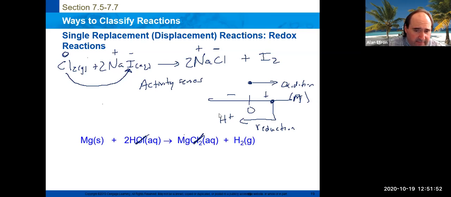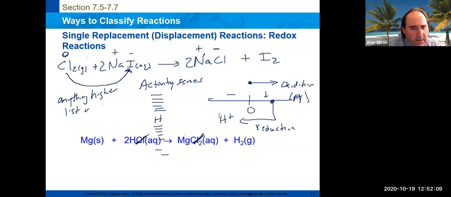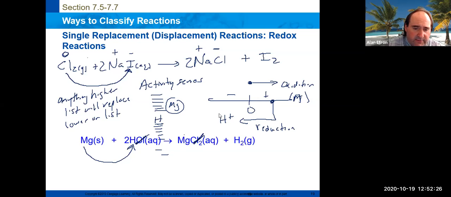And basically an activity series is a bunch of elements, and usually hydrogen is somewhere there, and a bunch of elements underneath it. When you look at an activity series, anything that is higher on the list will replace anything lower on the list. So for example, if we looked at this list, what we would see is magnesium would be higher on the list than hydrogen, and this reaction would take place.